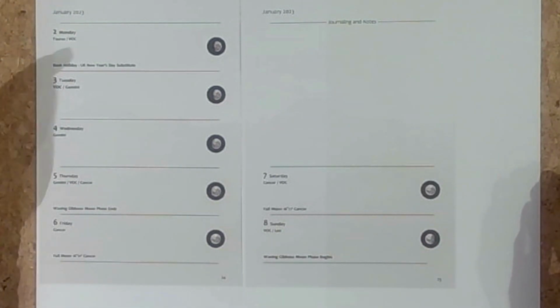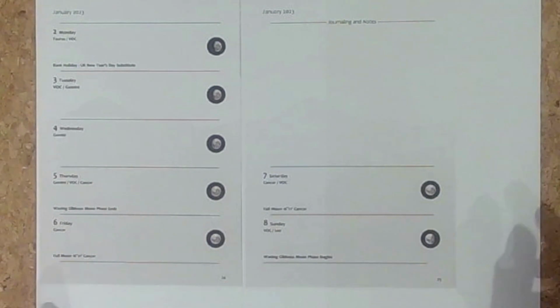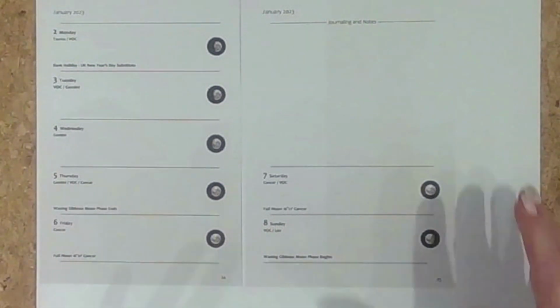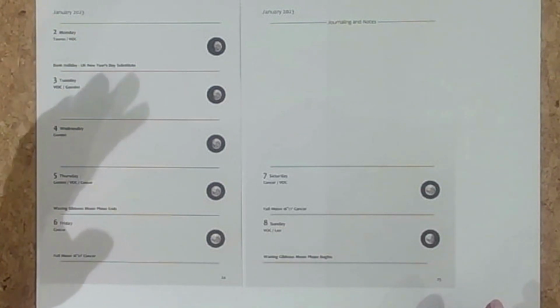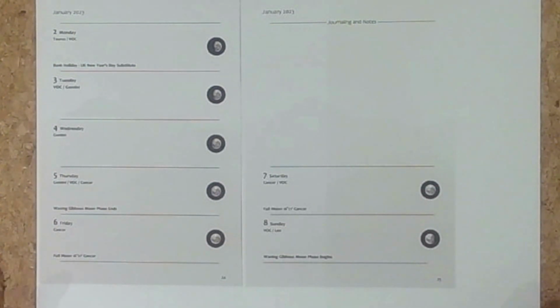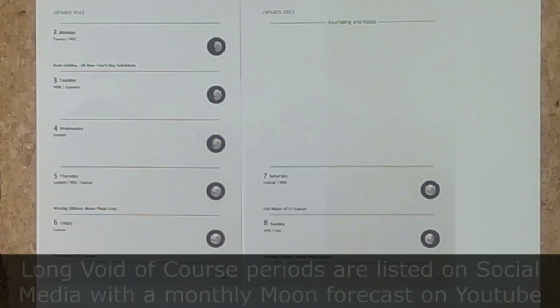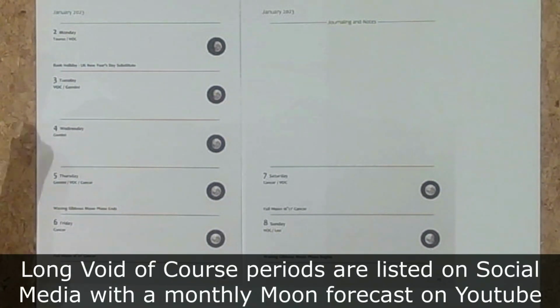So knowing when the void of course periods happen is quite helpful. It's also helpful to know if there's a particularly long void of course period. Now, it's impossible in a diary to give you that depth of information because the diary needs to apply to you wherever you are in the world. But what I do every month on social media is that I always post a moon update, which tells you about any specifically long periods where the moon is in a void of course period for hours and hours.